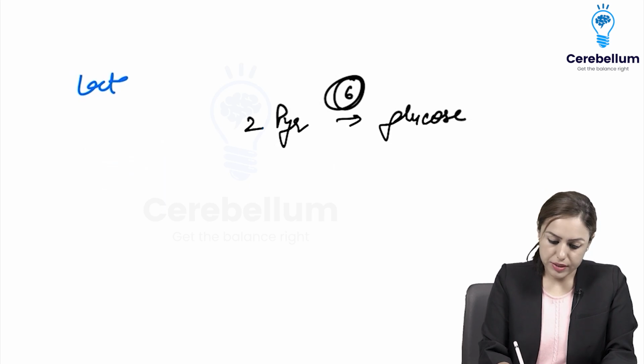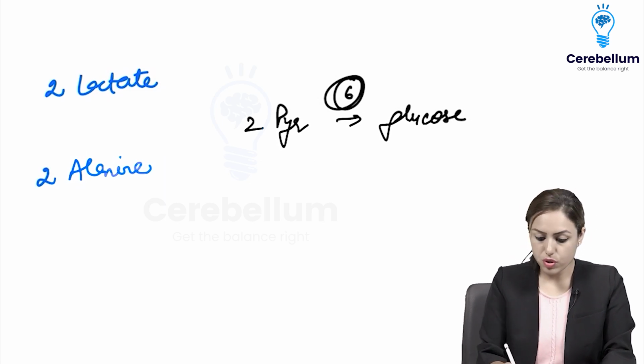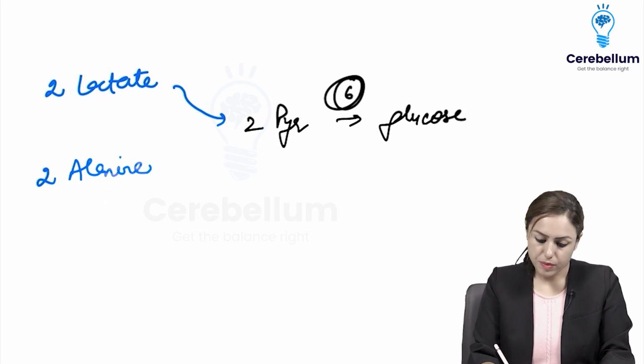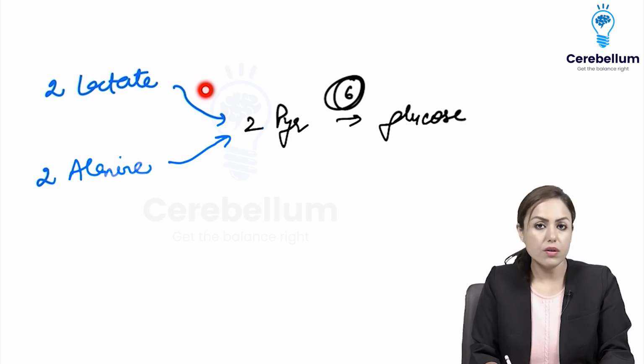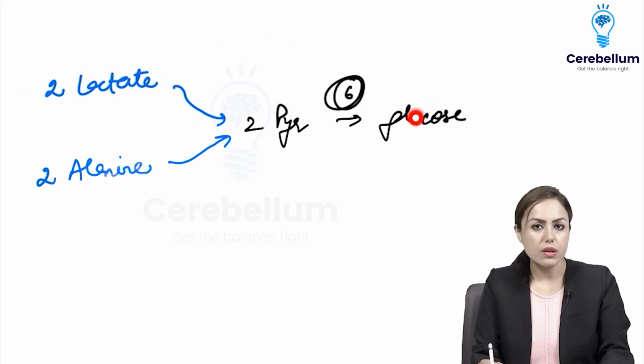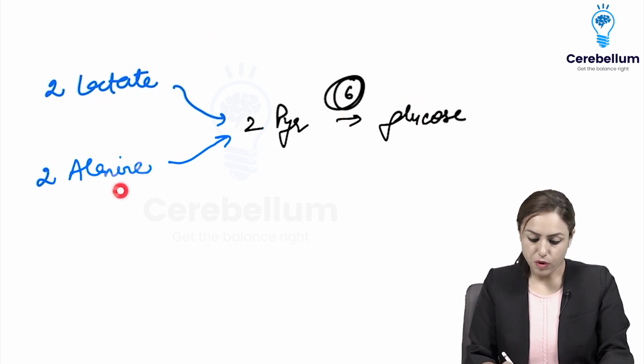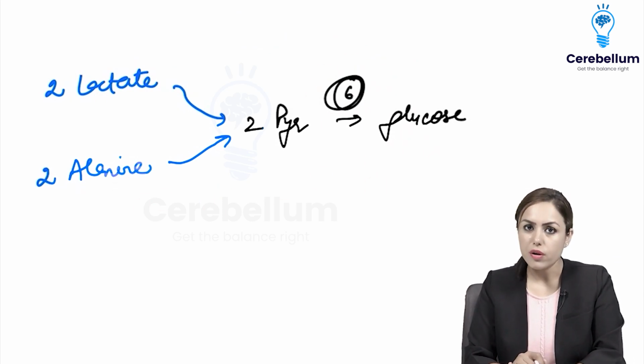Then lactate and alanine are also very common substrates for gluconeogenesis. Again, 2 lactate and 2 alanine will be used. Lactate can be converted to pyruvate, alanine can be converted to pyruvate. There is no counting of energetics here from lactate to pyruvate or from alanine to pyruvate, okay. So if they ask you lactate to glucose, how many ATPs or high energy bonds are used? Here also answer will be 6, right? From alanine to glucose, how many are used? Again 6 high energy bonds, or to be very precise, 4 ATPs and 2 GTPs will be used, right?